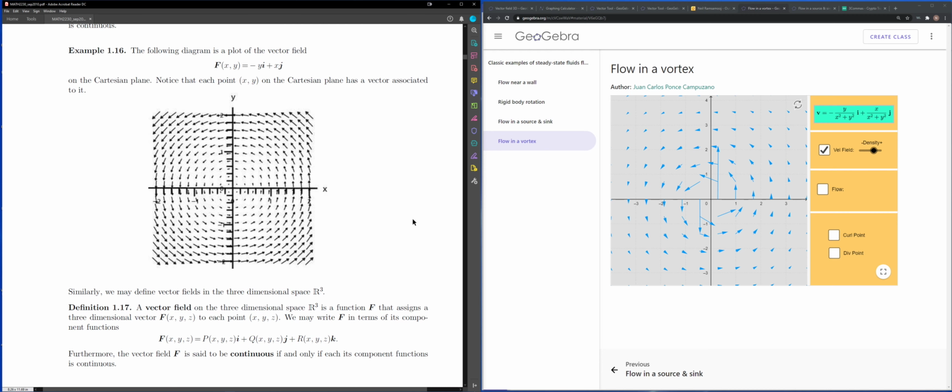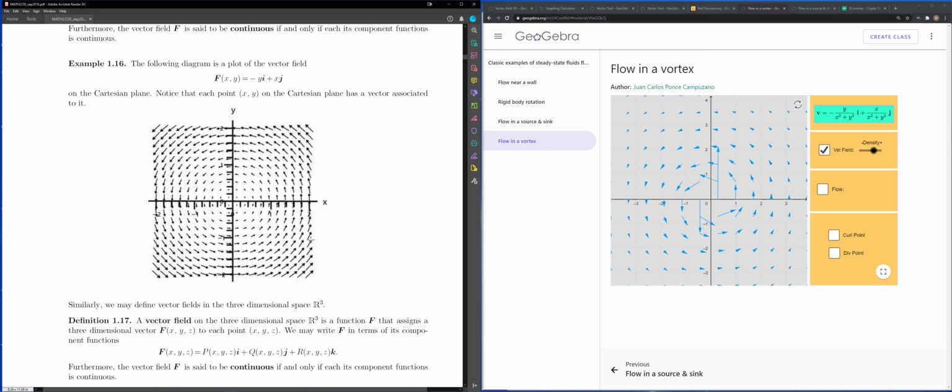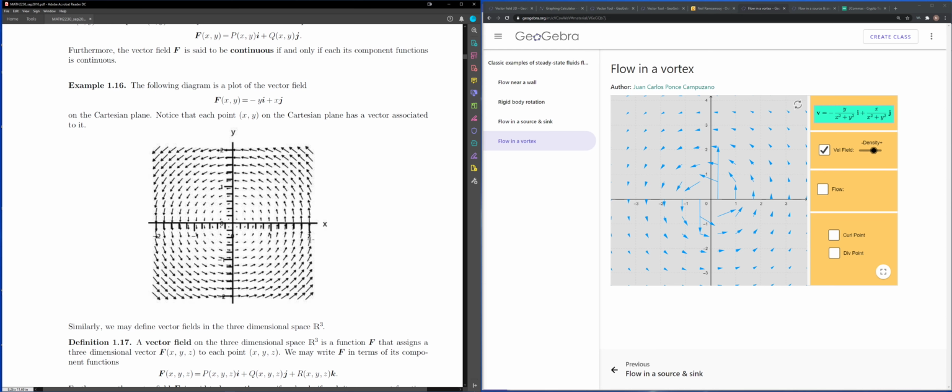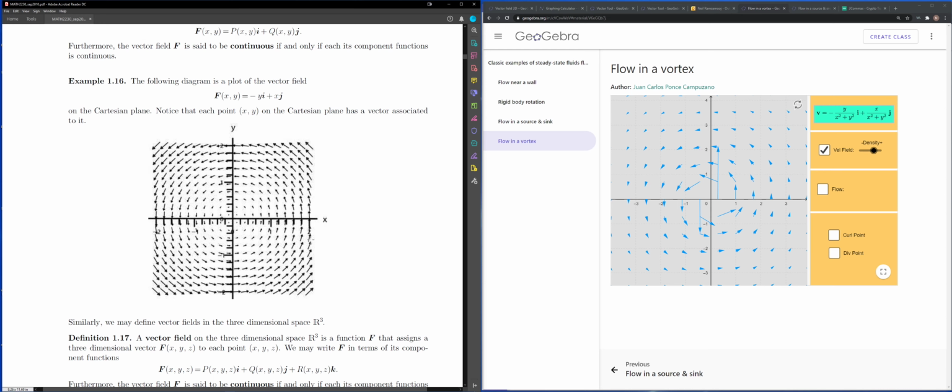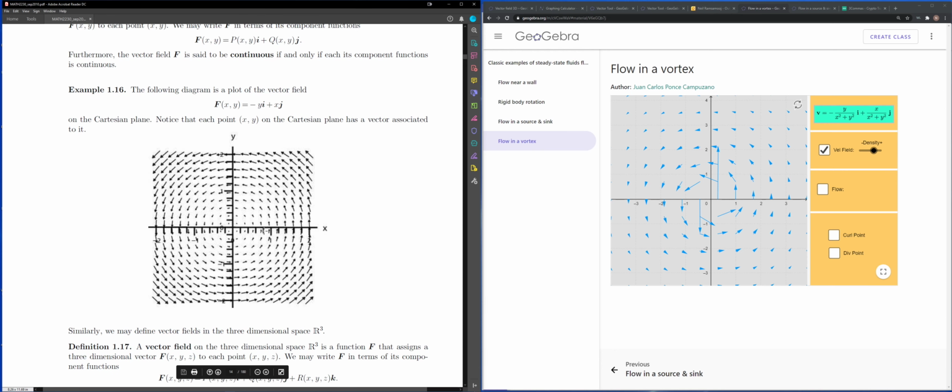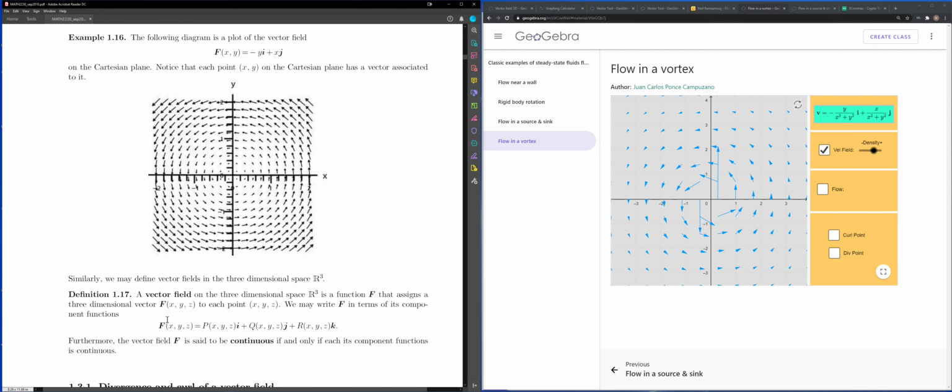Now we want to consider a vector field in three-dimensional space. The general formula is similar to that for a vector field in the plane. For a two-dimensional vector field, at each point x, y you specify a vector with i and j components. For a three-dimensional vector field, at each point x, y, z you specify a three-dimensional vector, with an x component, a y component, and a z component.